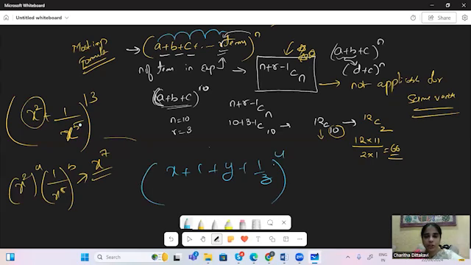Also not a problem at all. Isn't it? Now tell me how many terms are there here? 1, 2, 3, 4. 4 terms inside. Clear? So your n is 4. R is also 4. So what is the formula?